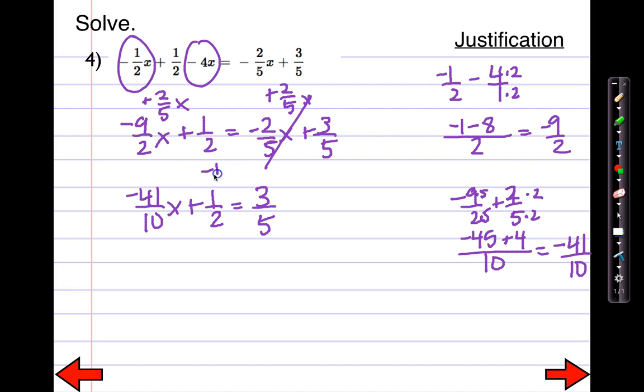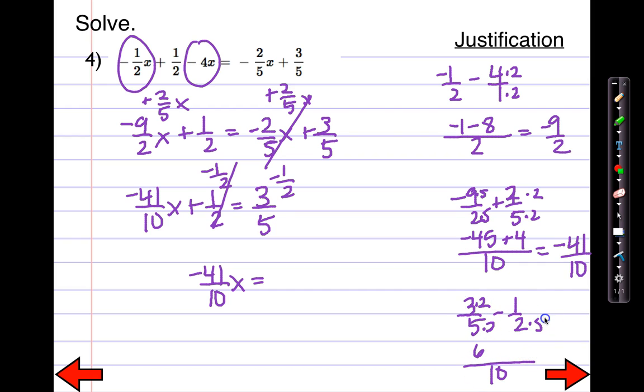I'm going to go ahead and get rid of my constant by subtracting 1/2 from both sides, leaving me with a negative 41 tenths x equals. Now here, let's go ahead and do some side work. Our lowest common multiple is 10. We're going to change this by 2, leaving us with 6. Change this by 5, leaving us with minus 5. So we end up with 1/10.